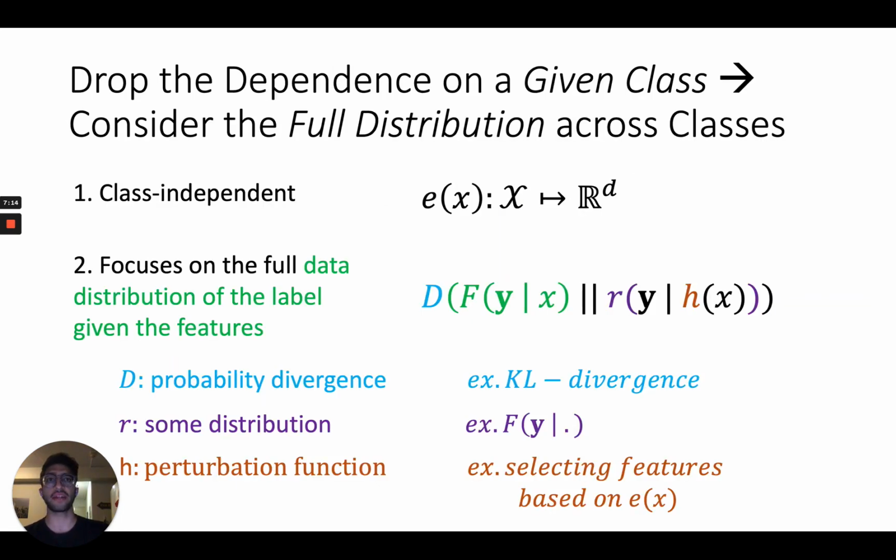A reasonable way to fix this would be to generate explanations that consider the full distribution across classes instead of any given class. We introduce such methods as distribution-aware methods. These have two characteristics. One, these are class-independent and only use the input to generate the explanation. Two, they focus on the full data distribution by measuring the probability divergence between the distribution given all the features and that given an altered input. In our paper, we proved that because these methods are class-independent, they cannot leak the label.